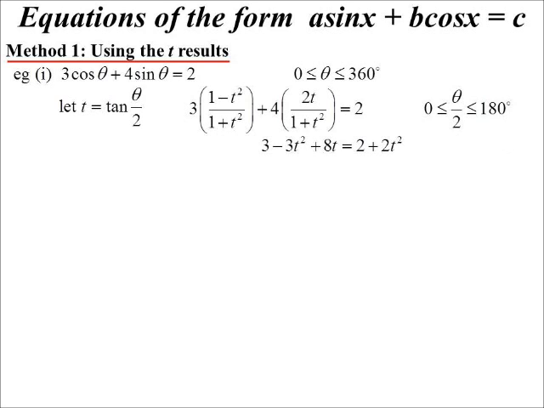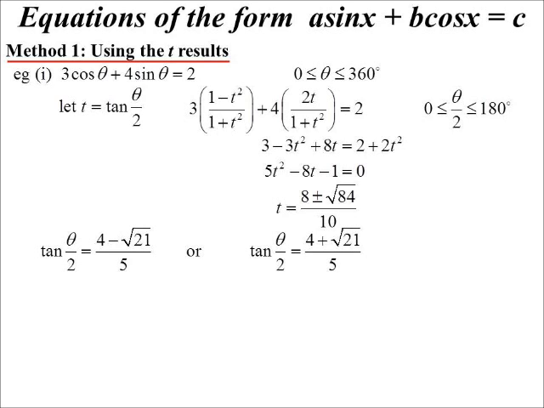All right, let's multiply everything by 1 plus t squared. Move everything to one side. There's my quadratic equation to solve. So t equals negative b plus or minus square root of b squared minus 4ac all over 2a. 8 plus or minus root 84 on 10. Root 84, well, 4 definitely goes into that, doesn't it? So I now have two possibilities. Either tan theta on 2 is 4 minus the square root of 21 on 5, or it's 4 plus the square root of 21 on 5.